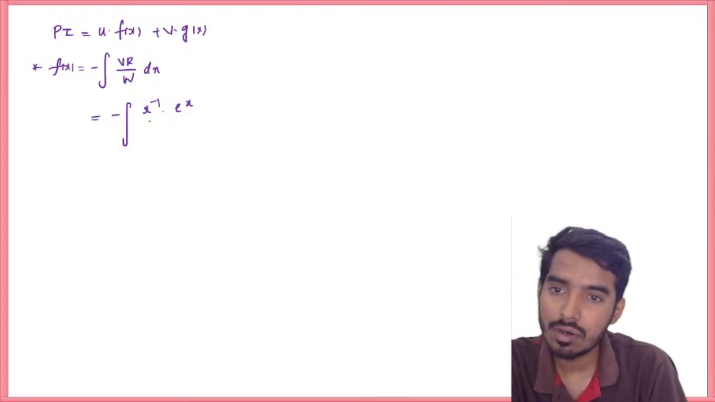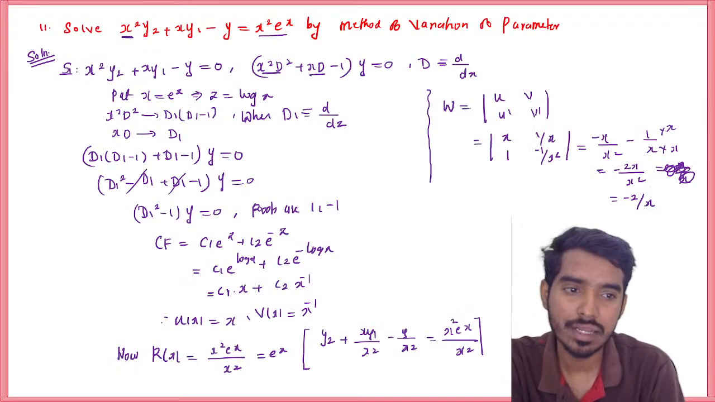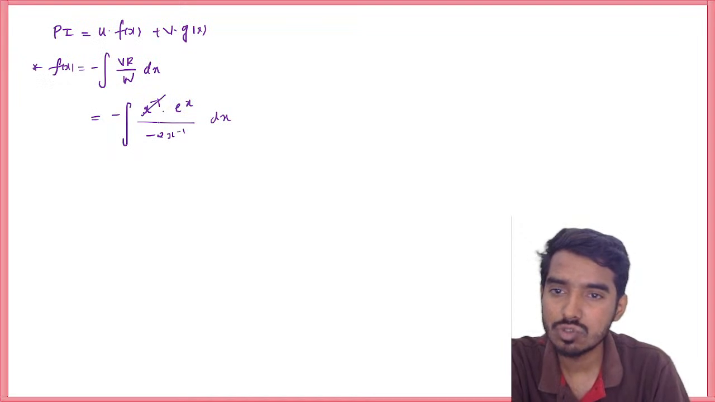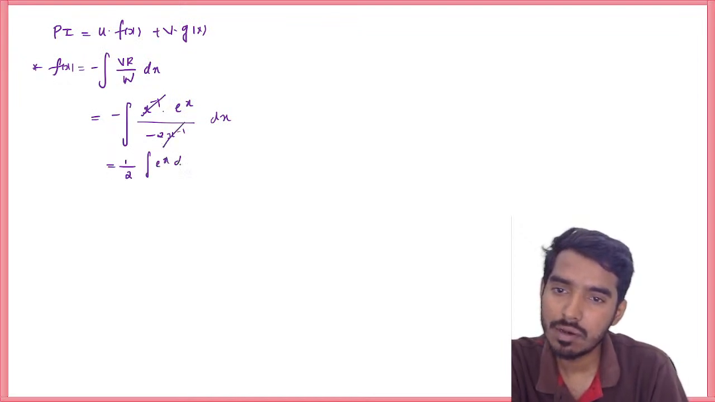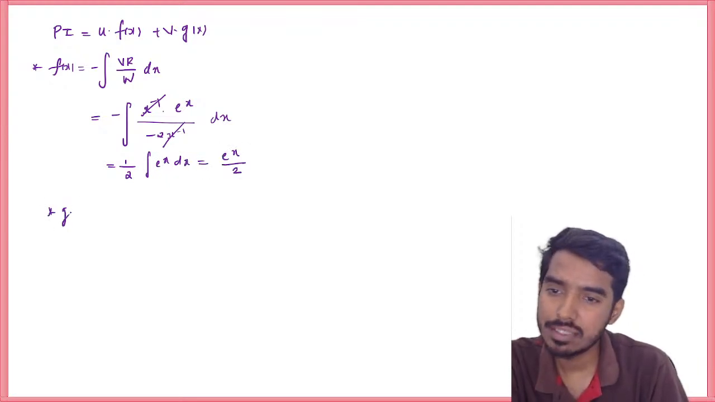x square e power x divided by, what is w? w is minus 2 times x power minus 1, right? The 2 times x power minus 1 will get cancelled, and minus 1 will be plus. Now 1 by 2 e power x dx, that is e power x by 2. Now you find g of x.